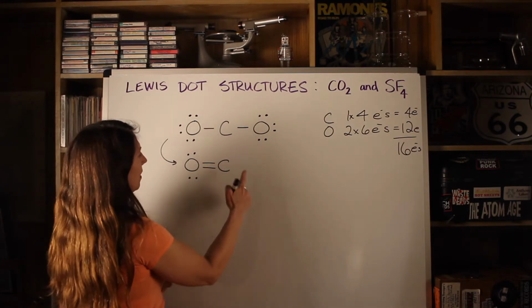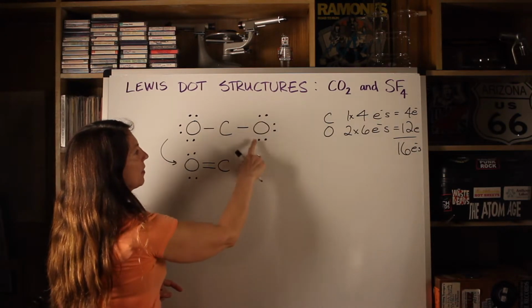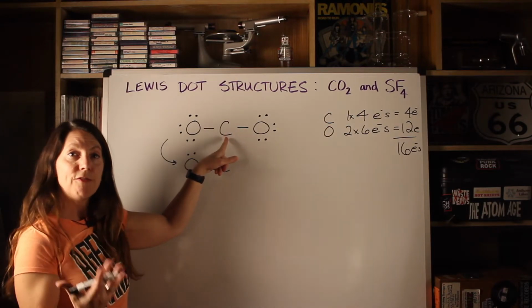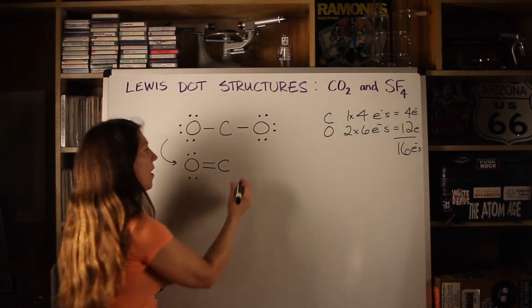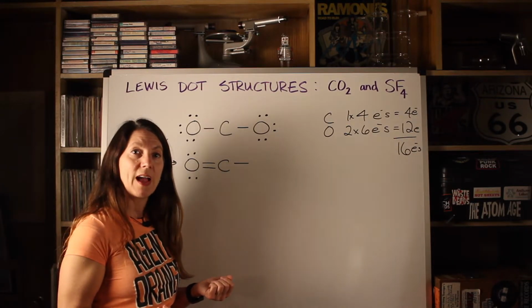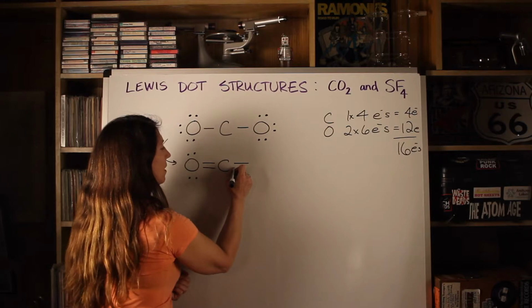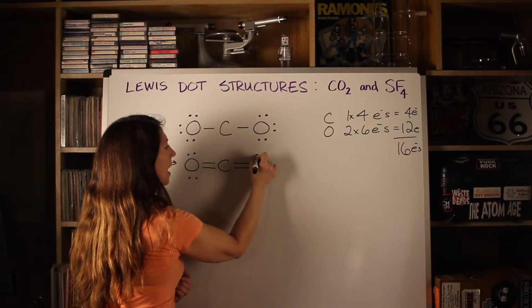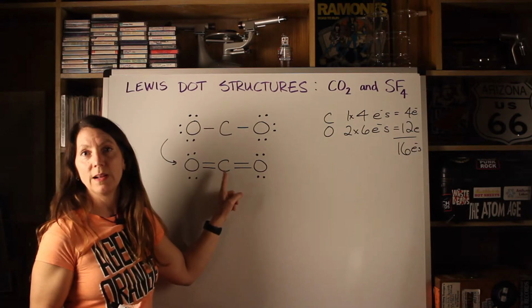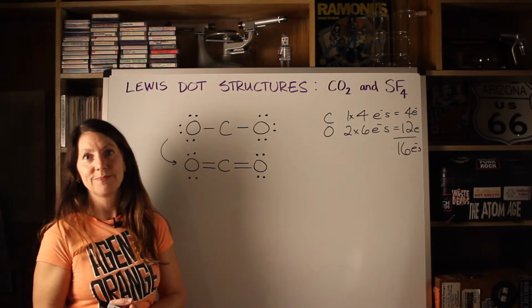Over on this side, this oxygen had its 8 here. The carbon only had 4, and so far it has 6, but we can do the same thing on the other side with that other oxygen, having a pair be shared between the carbon and the oxygen there.